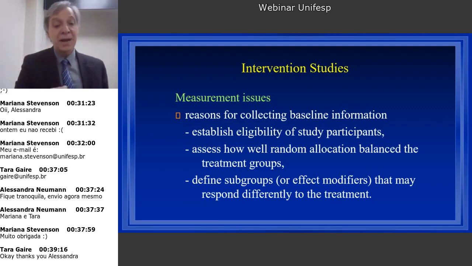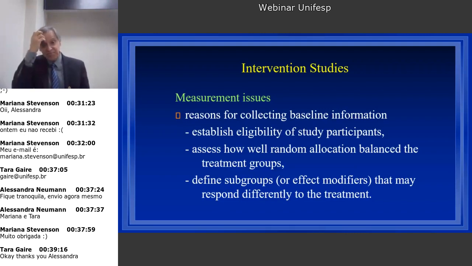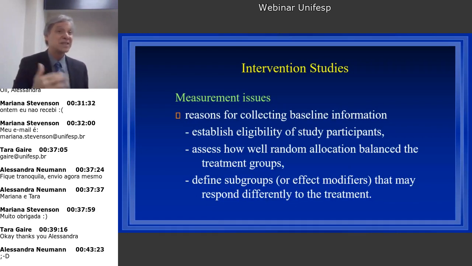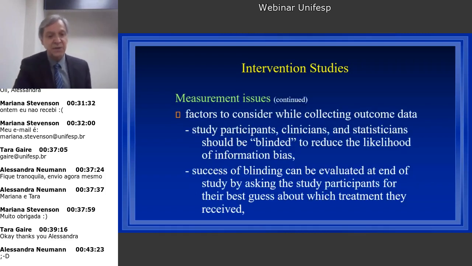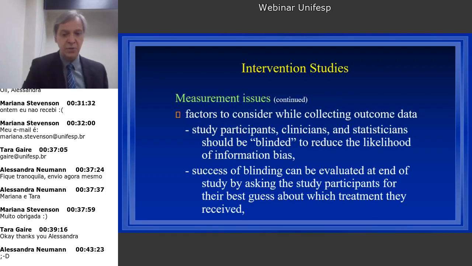That's the minimum. But it also helps you to assess eligibility, subgroups that may respond differently. You are the scientist. You're not talking about just the baseline to put in a paper for a clinical trial, but you also have information to look into subgroups that may respond differently to treatment. Okay, so you're anticipating effect modification. So you need to do a baseline assessment of all people in the sample that you included for random treatment and non-treatment. Factors to consider while collecting outcome data.